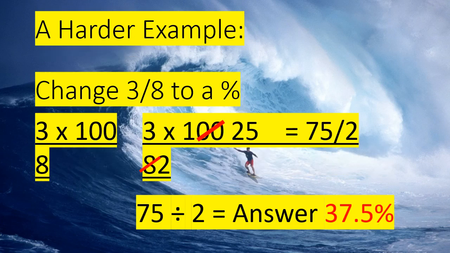Now let's look at a harder example. So this time we're going to change 3 by 8 to a percentage. So we write it as 3 over 8 times 100. Again, we can divide into the top and the bottom. We can divide by 4. So on the bottom, 8 divided by 4 equals 2. On the top, same as last time, 100 divided by 4 equals 25. So on the top, we have 3 times 25, which equals 75. On the bottom, we have 2. So our fraction is now 75 divided by 2.